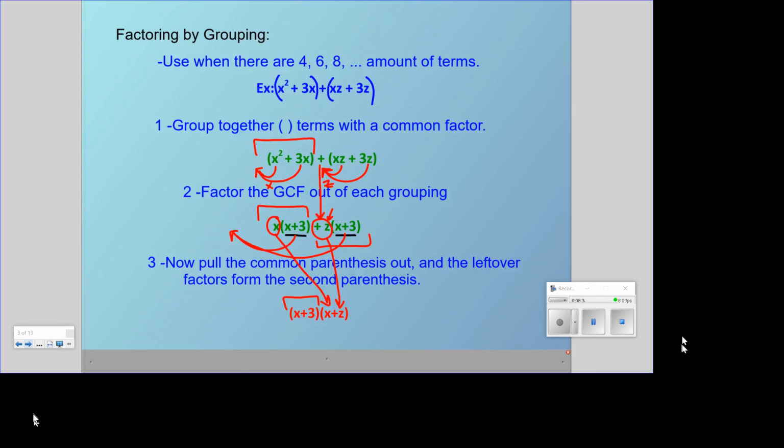You can always check if you factored correctly by multiplying back through. So x times x is x squared. x times z is a plus xz. 3 times x, positive 3x. 3 times z, positive 3z. Now it ends up being in a slightly different order, but you can check that the signs match and all terms exist with what we started out with. If it all checks out, then you know you've done it correctly. So that is the factoring by grouping method.